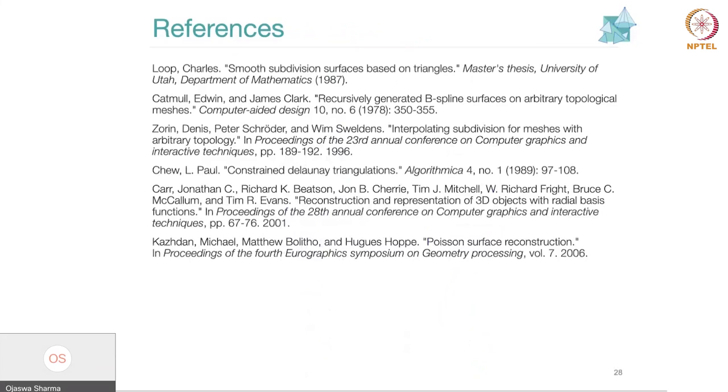So these are some of the references pointing to some of these algorithms. For example, the last one is by Kazhdan et al., which is one of the papers. Okay, it's 2006, not 90s, it's even more recent. So Poisson surface reconstruction.